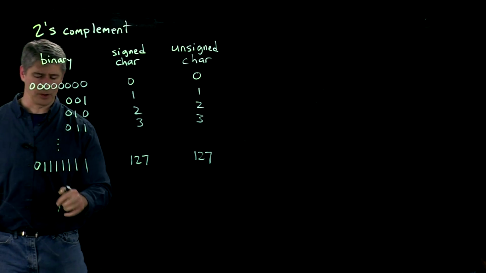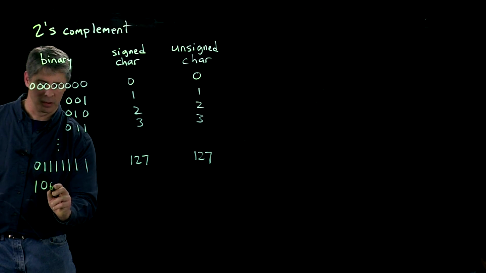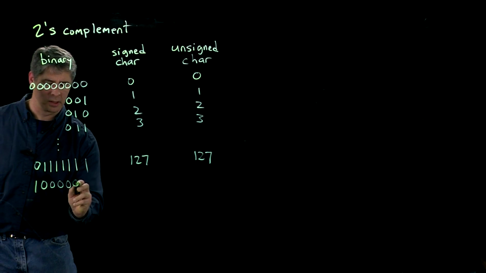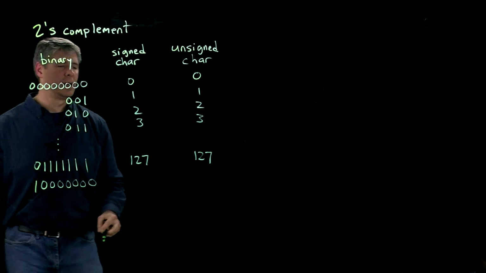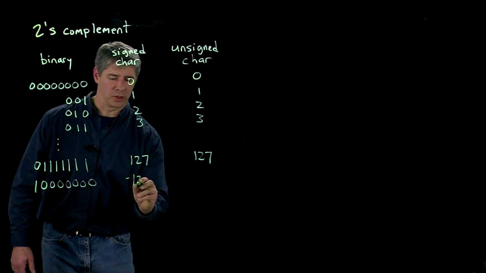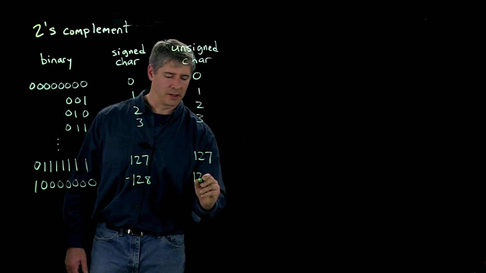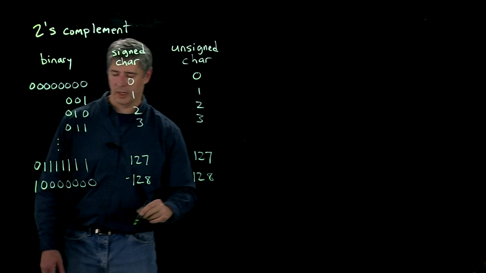And now when we count one more up, this bit here will change to 1. All the rest of them will change to zeros. And now the signed char changes to a value of minus 128. And unsigned, because it's always positive values, becomes 128.